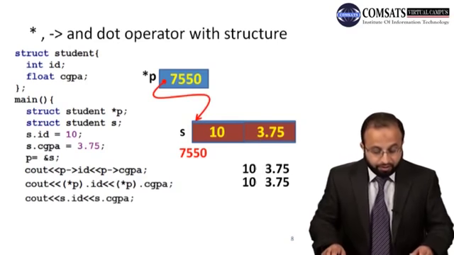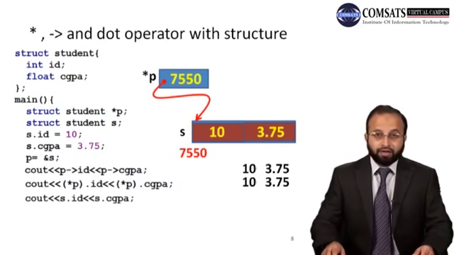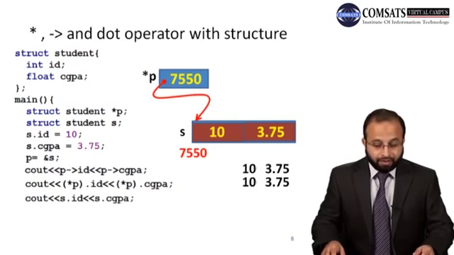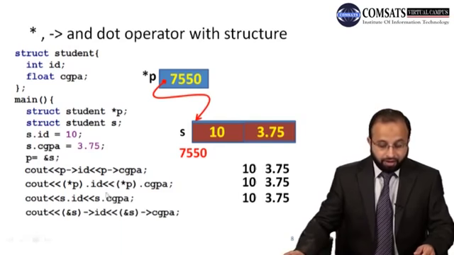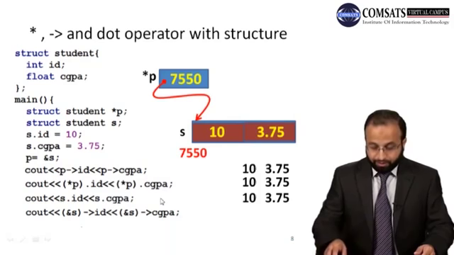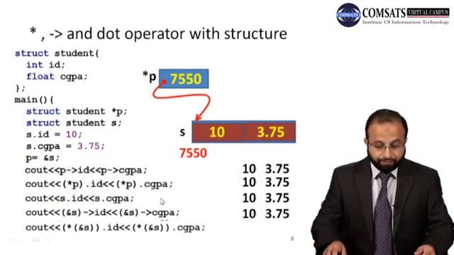This is the third cout statement. This is very simple. You can access the value of that structure using the variable name, that is s.id and s.cgpa. The output is the same. You can also access the value like this, &s. Now &s is the same as p, right? So the address of the structure. So &s arrow operator id is the same as p arrow operator id. So the output is 10 and 3.75.